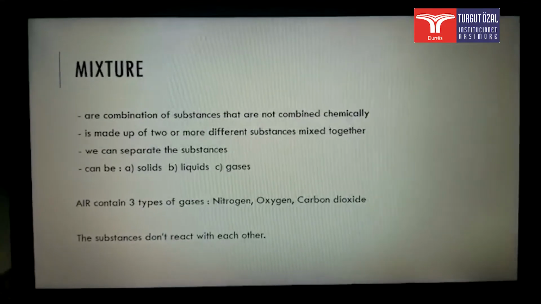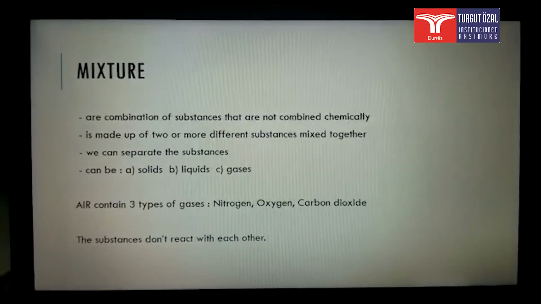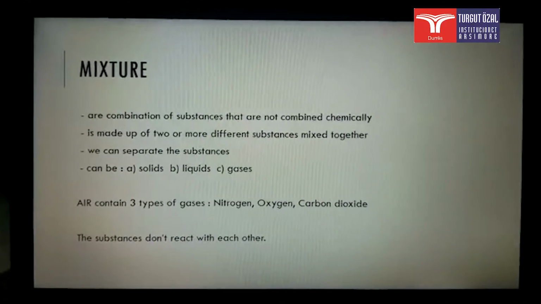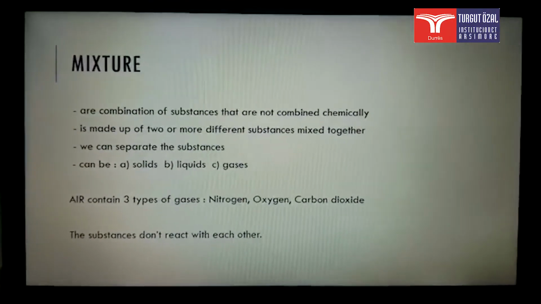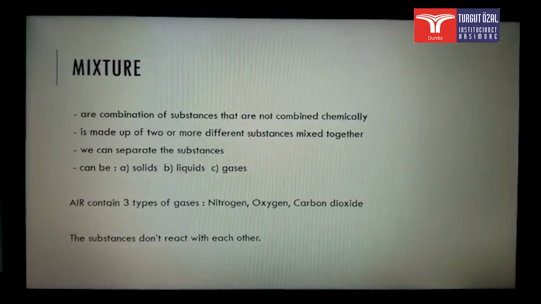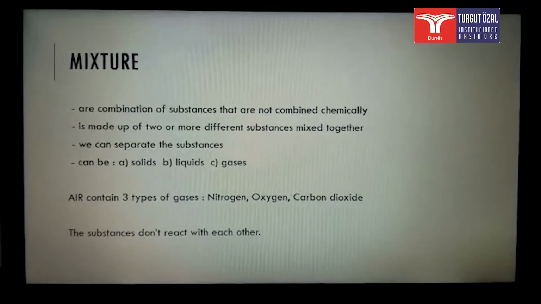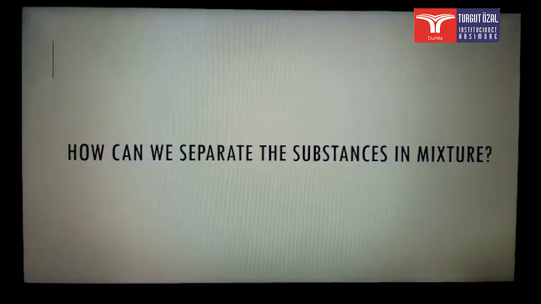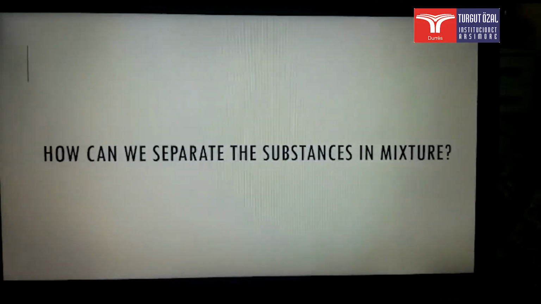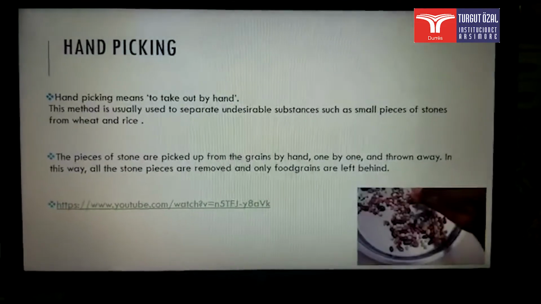The mixture can be solids, liquids, and gases. For example, air contains three types of gases: nitrogen, oxygen, carbon dioxide. The substances don't react with each other. How can we separate the substances in the mixture?